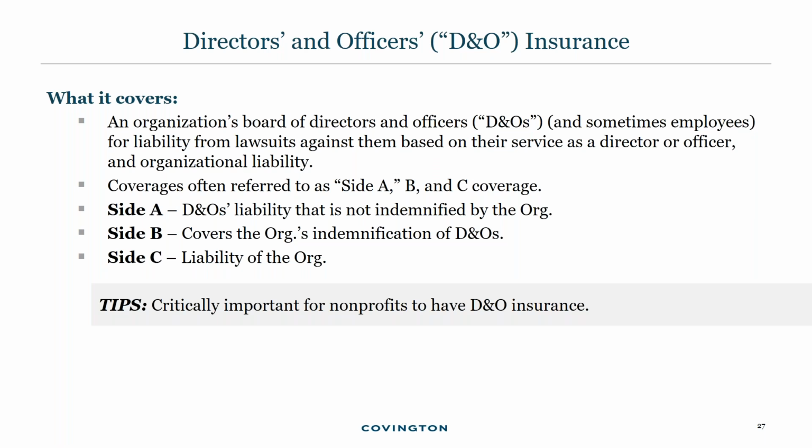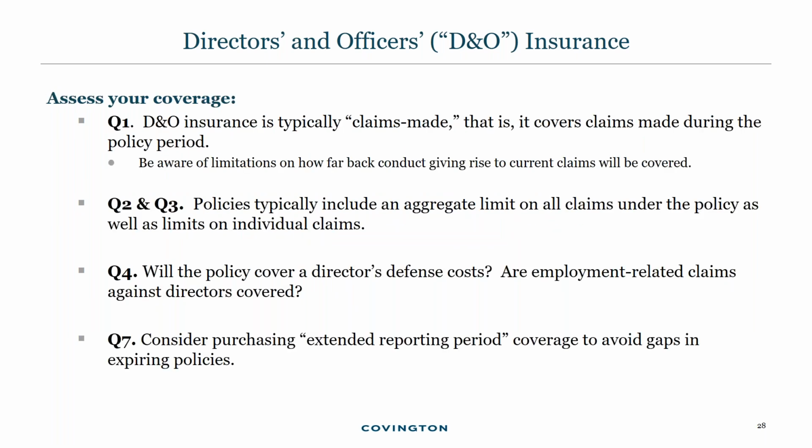Question 1, D&O insurance is typically claims made. That means it covers claims made during the policy period. Questions 2 and 3, policies typically include an aggregate limit on all claims under the policy, as well as limits on individual claims.